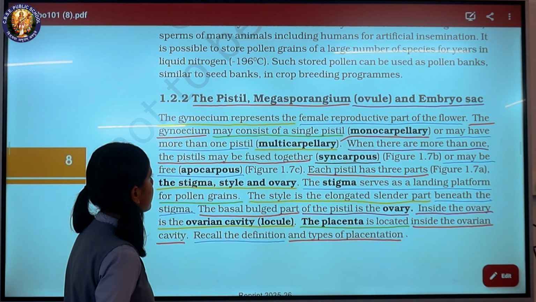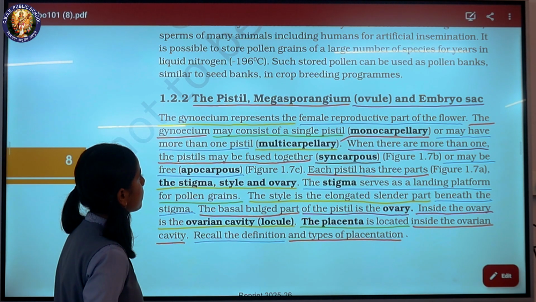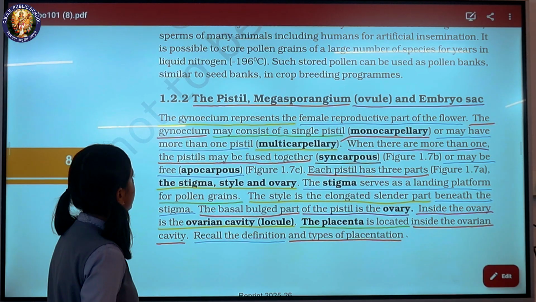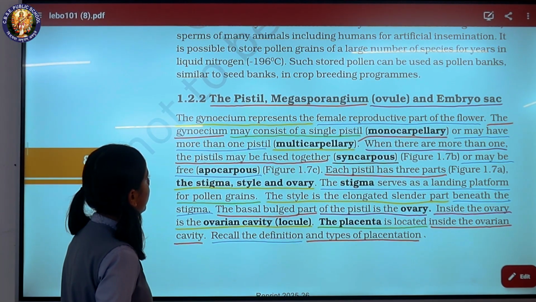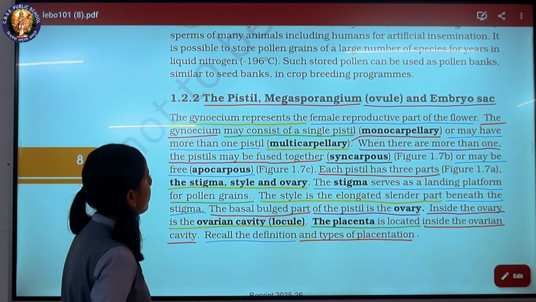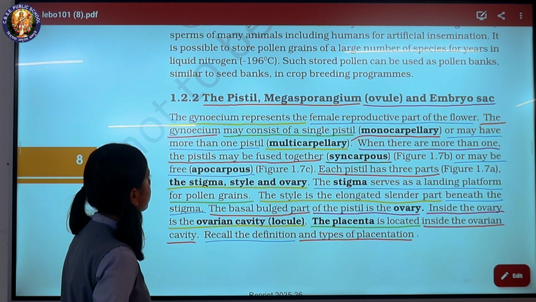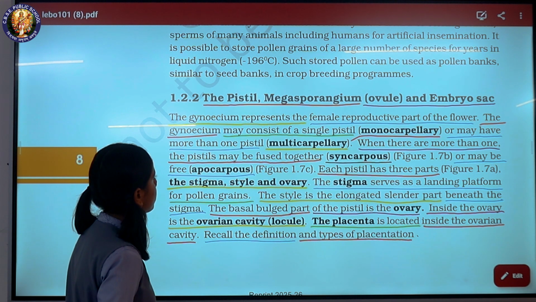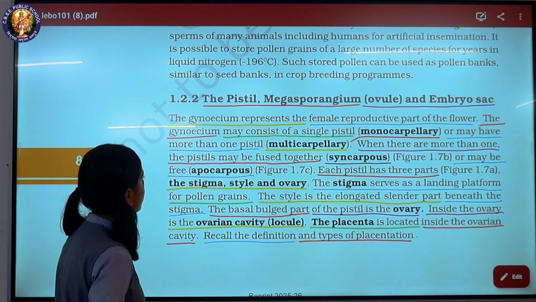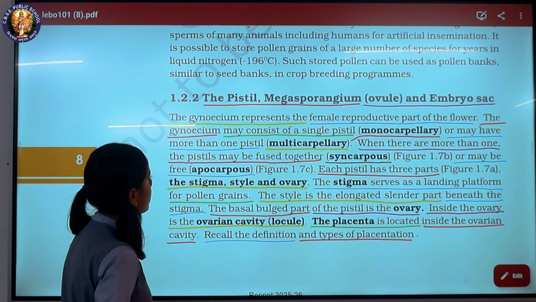The gynoecium represents the female reproductive part of the flower. The gynoecium may consist of a single pistil, monocarpellary, or may have more than one pistil, multicarpellary. When there are more than one, the pistils may be fused together, syncarpous, or may be free, apocarpous.